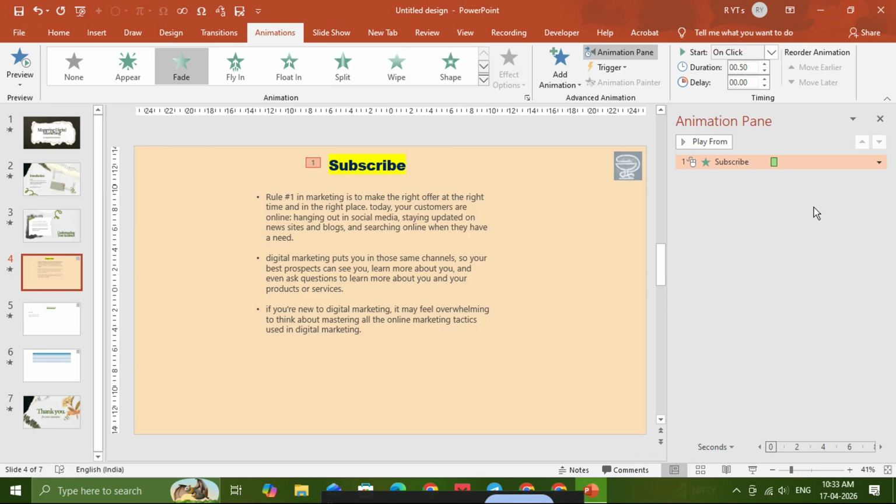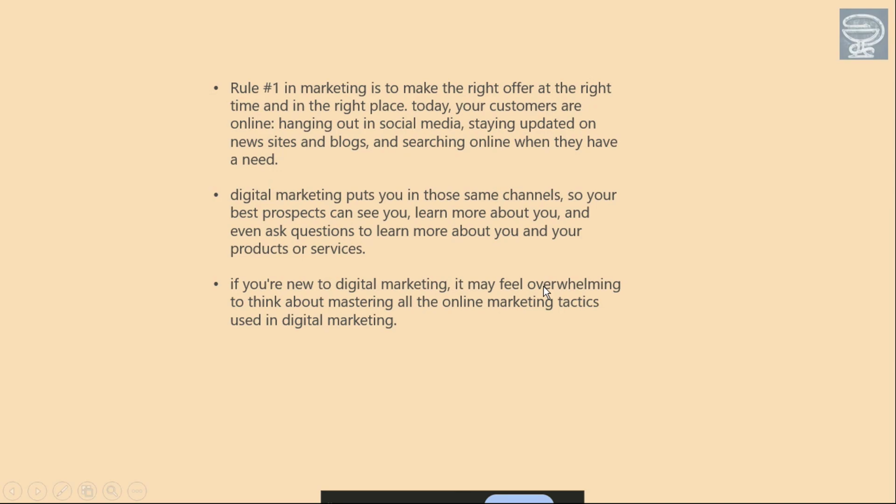When you are finished, go into slideshow mode and test it out. Click once and your text should appear exactly when you want it to. If it does, then you've successfully created a click-to-reveal text animation in PowerPoint. It's a small effect, but it can make your presentations look much more engaging and professional.